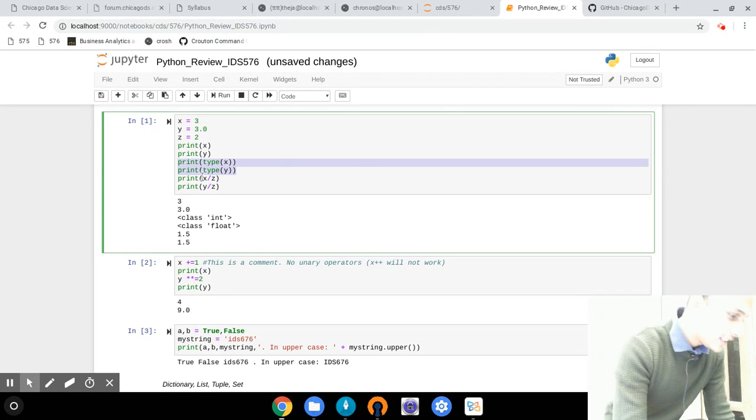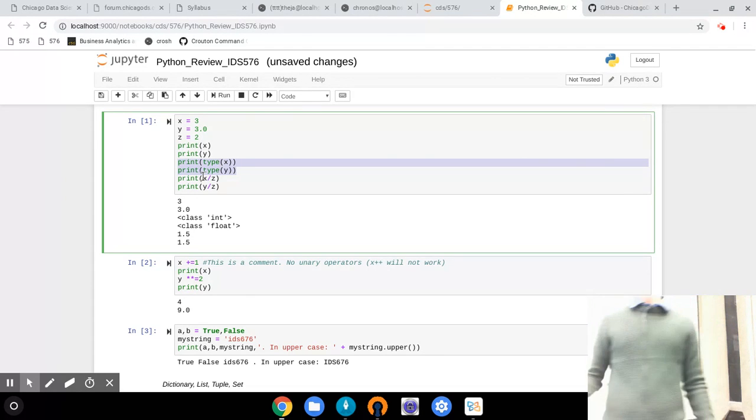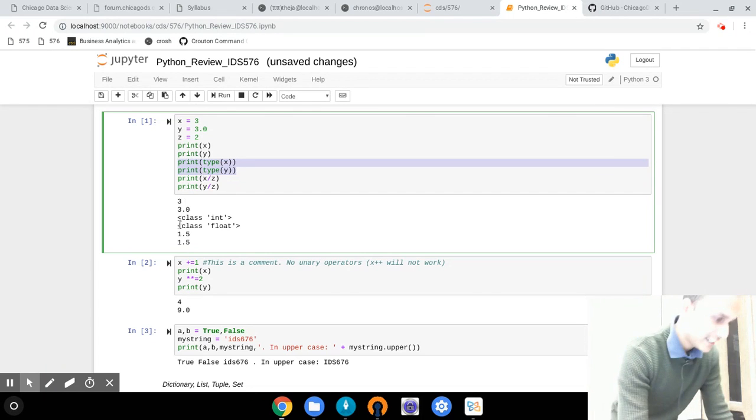And you can also see x divided by z. Okay, so sometimes some programming languages have this issue. If you divide an integer by an integer, it will round to an integer. But here it's not the case, so it's 1.5 both times, so you're fine.